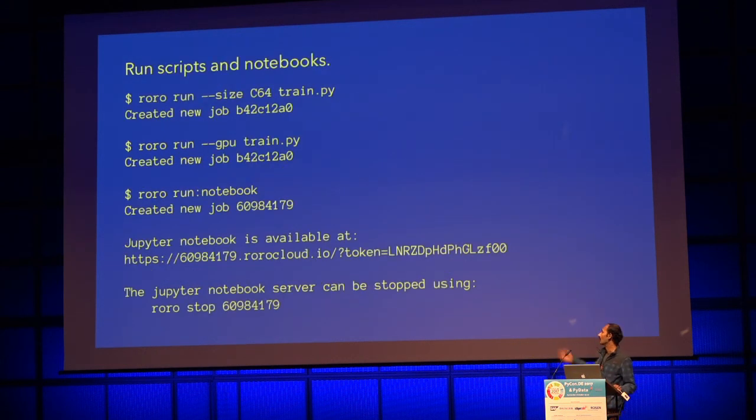Well, you can also run other programs. So you can say, I want to run my train program on a 60-core machine with 1 terabyte RAM. You just have to specify the instance size, and that starts it there. Or if you want to run it on a GPU, just give the instance type that you want, and it starts it in the cloud automatically. Or if you want to run a notebook, say run notebook, and then it gives a URL for you to go there and use it right away.